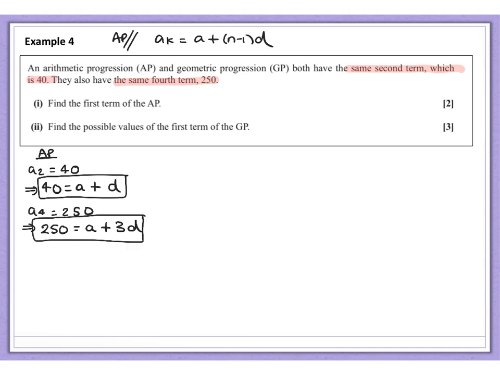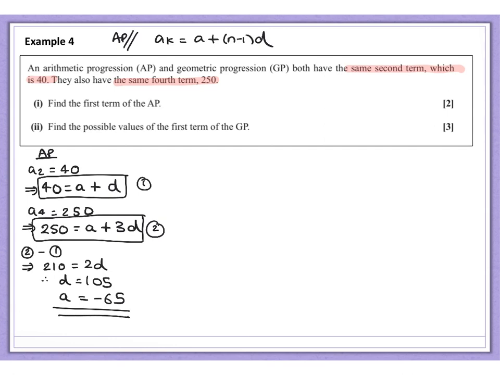And we have a pair of simultaneous equations, and I can solve these to find the value of a. Let's call this equation 1 and equation 2. There are lots of different ways, remember, of solving simultaneous equations. I'm going to do equation 2, take away equation 1, which then gives me 210 equals 2d. So d is equal to 105, and then substitute back in to give us the value of a, which is negative 65. There we are. So part 1, done.